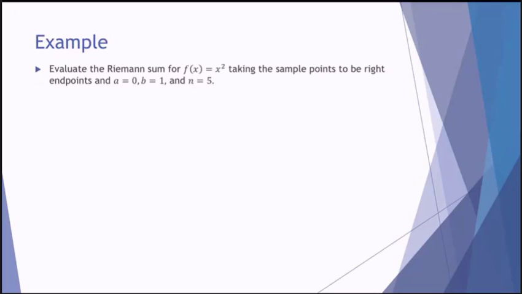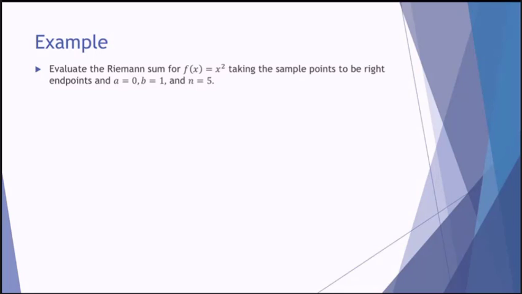Okay, so let's go back and look at a Riemann sum. Go back to the estimation of area using rectangles. So we're going to evaluate the Riemann sum for f of x equals x squared, taking the sample points to be right endpoints, and a equals 0, b equals 1, and n equals 5. Notice this is not yet a definite integral because I gave you a specific number of rectangles, in this case specifically 5.